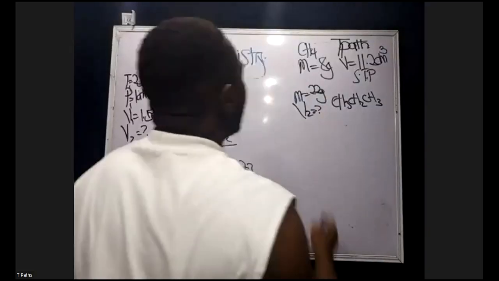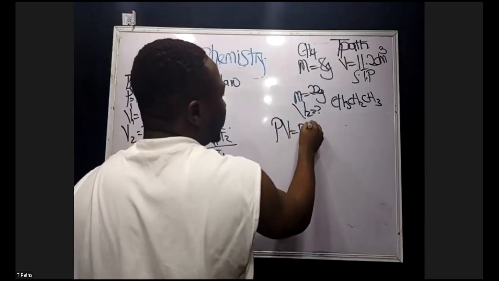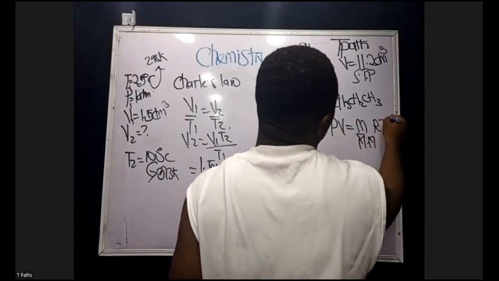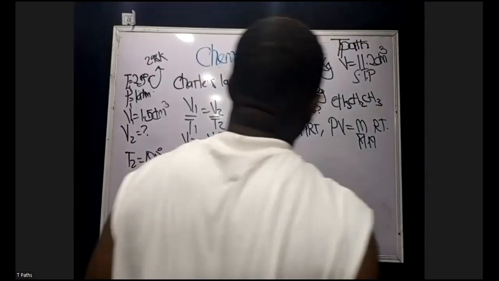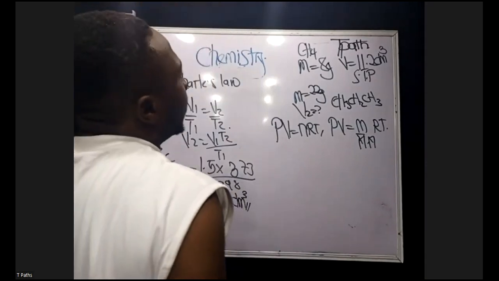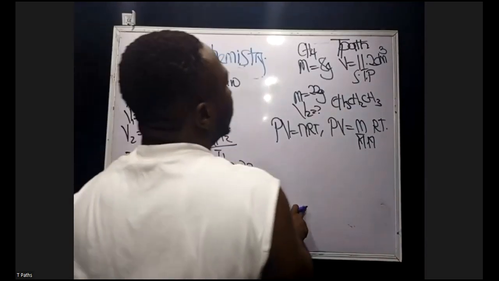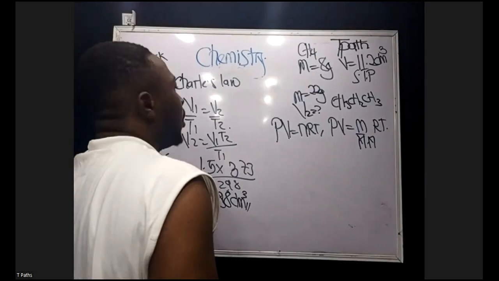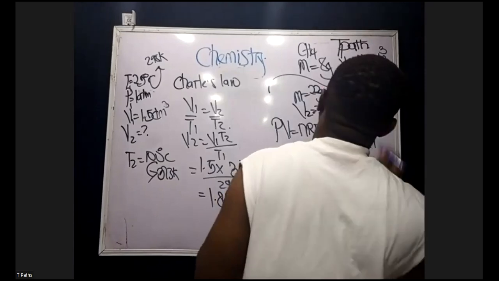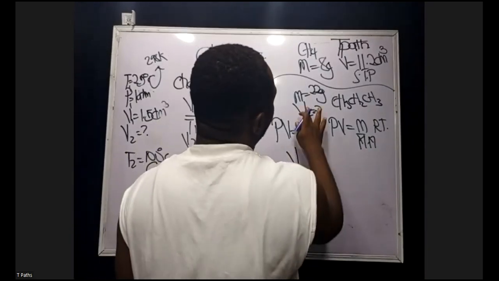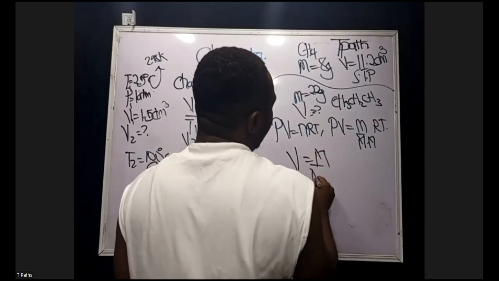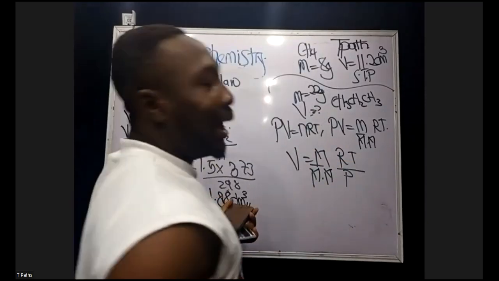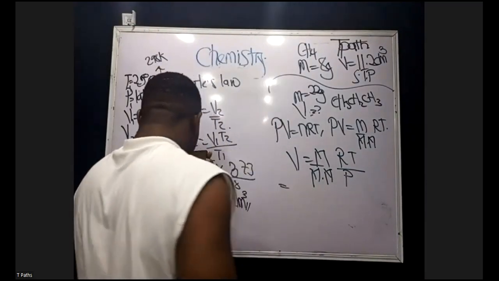Wow, it's a very nice question. Let's look at it, because PV is equal to nRT. We can say PV is equal to mass over molar mass times RT. They said at STP. If it's at STP, that means pressure will be 1 atm. So V will be equal to mass over molar mass times RT over P. At STP, pressure is 1 atm and temperature is 273 Kelvin. So we can solve.